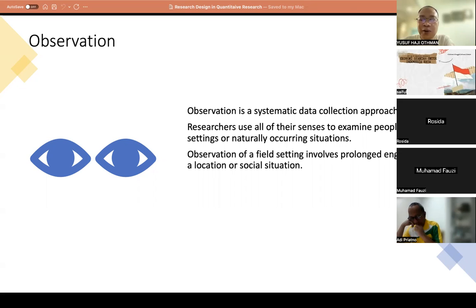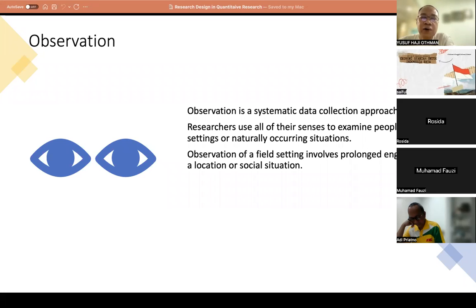So if you want to examine their behavior, what they do every day, their activities, what they eat, how they do the hunting, then we have to go to their location and observe what they do. So we can do participant observation, where we participate in all the activities that they do, or non-participant observation, where we just observe without participating in the activities.